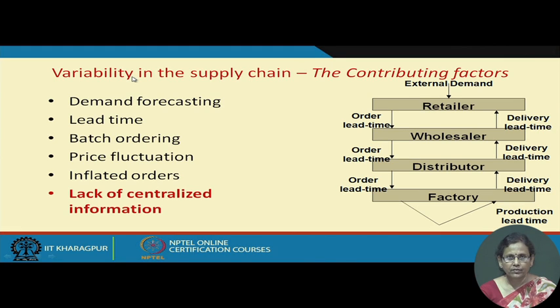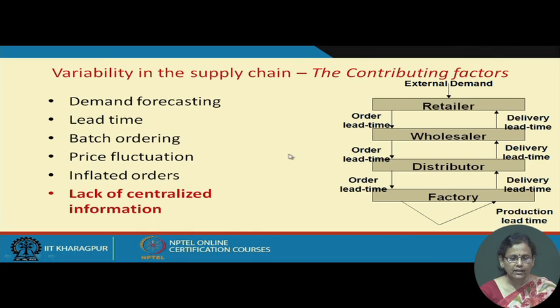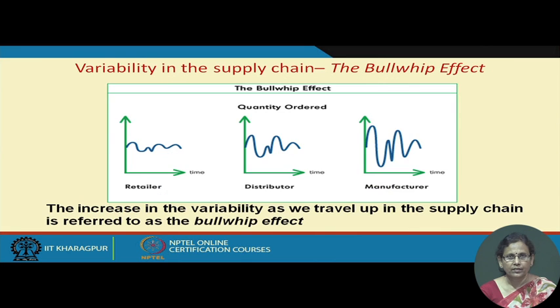Now, see, this variability in the supply chain, which is about the uncertainty in the demand pattern, becomes more and more prominent as you go from your downstream members to the upstream members. Here it shows the variability in the quantity ordered to the upstream members. Though there are many reasons for this variability, like demand forecasting, uncertainty in the lead time, batch ordering and so on, the lack of centralized information has been characterized as one of the major reasons for variability in the supply chain.